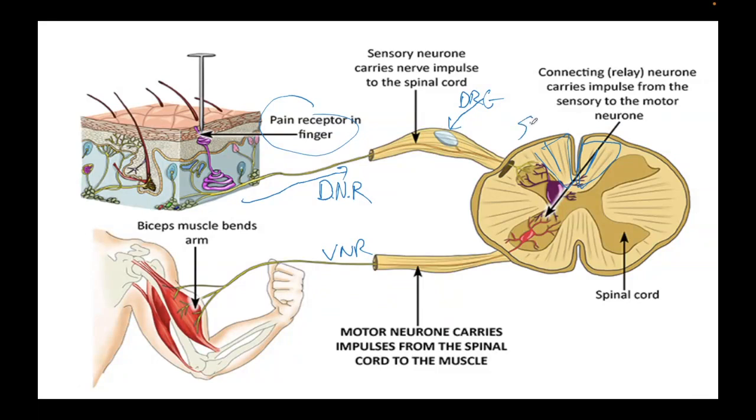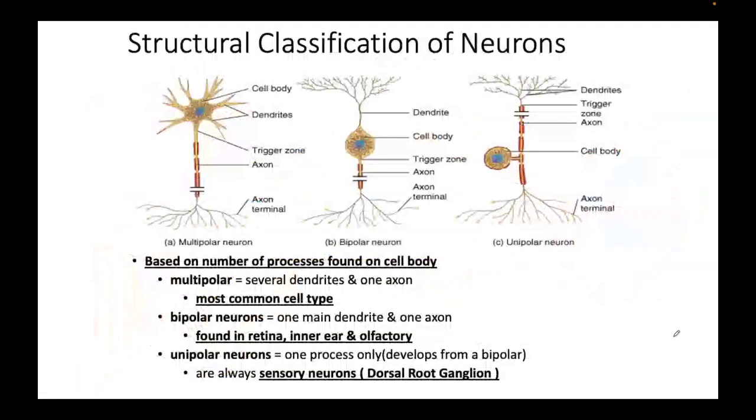When people have syphilis, syphilis attacks the posterior columns. Okay. All right, so that was the functional classification. Now let's look at the structural classification.